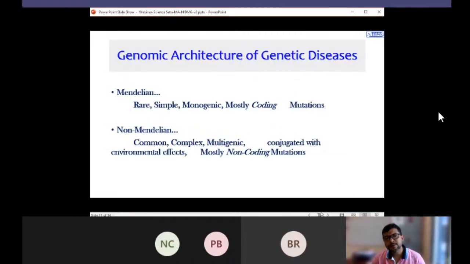So where do we start from here? I mean, rare disease actually needs our attention, and by our I mean the geneticists' attention. So let us have a look at the genomic architecture of these genetic diseases. If you look at the Mendelian diseases, we have rare, simple, monogenic, having mostly coding mutations. And then we have non-Mendelian also, as you can see, that are common, complex, multigenic, conjugated with environmental effects. They have mostly non-coding mutations.